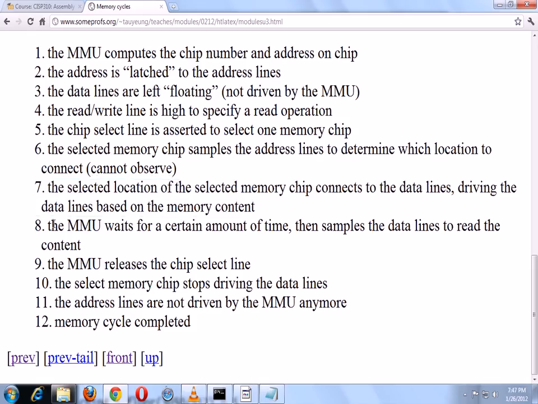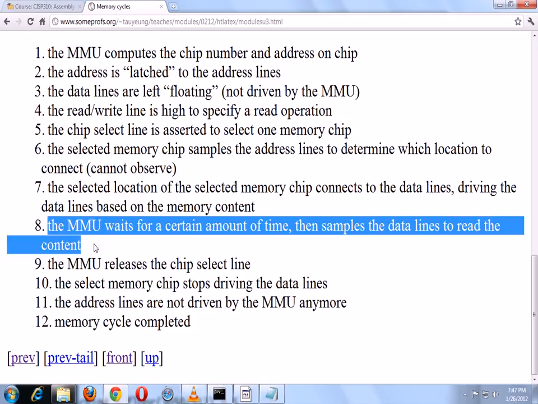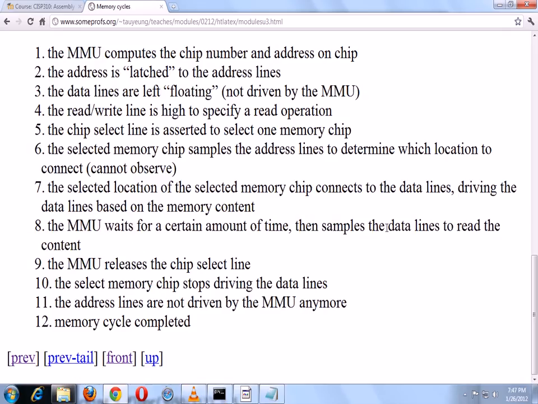The MMU still has to wait for a certain amount of time because it doesn't know exactly when content is reliably driven on the data line. So there's a certain delay. So you count 1, 2, 3, 4, 5, and then the MMU will say, okay, 5 wait states is over. It is time to sample the data lines. So at that time, it will sample the data line and read the content. After it reads the content, it will feed either the ALU or do something with the content of the data line.